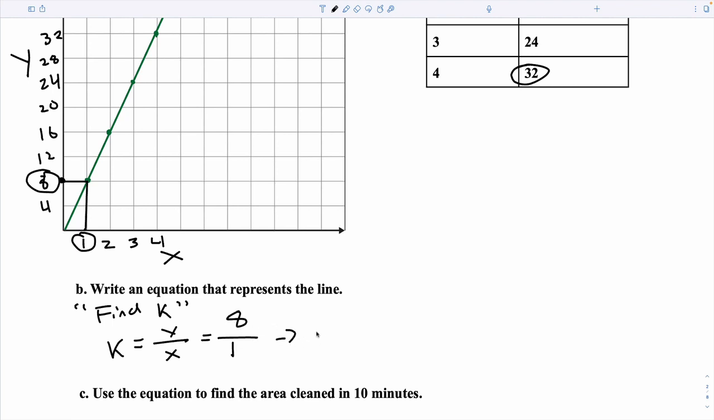So if you know that k is 8, you can make an equation. An equation for a proportional relationship is always y equals kx. You can use the 8 and drop it in. Your answer should be y equals 8x.